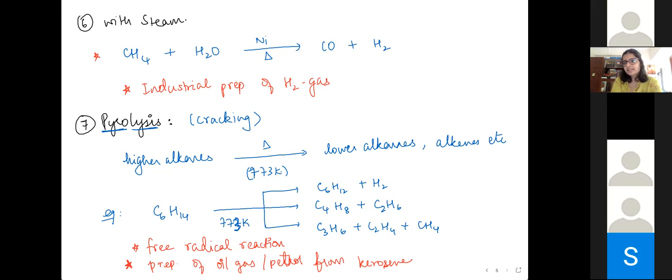If you guys are done noting this, I'll show you what the cracking vessel looks like. So a catalyst is not necessary, but sometimes a catalyst is also used. Again, it depends on what your purpose is and how many products you get and all that stuff.